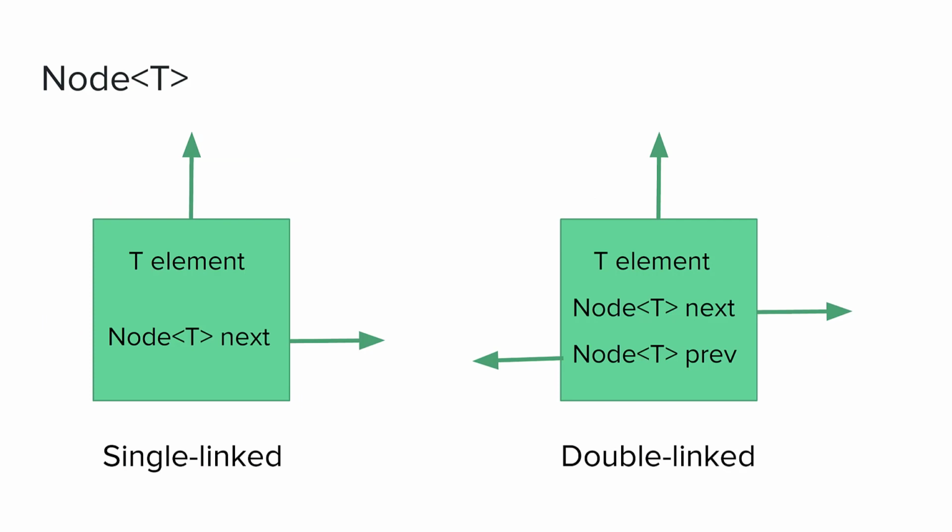In the single linked node, each object contains one reference to an element of the generic type T and one reference to another node of the exact same type as this node. For a double linked node, we still have one reference to the generic type T element. We have the node reference to the next node in the chain, but we also add a second reference to the previous node in the chain.